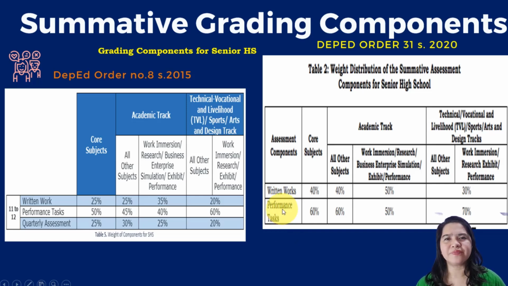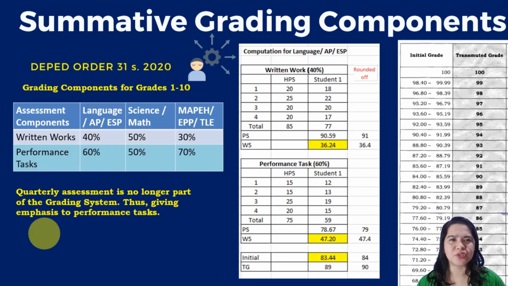Instead, we only have written works at 40% under the core subjects of senior high school. We also have 60% for performance tasks under core subjects. For the academic tracks, we now have these new weights, and with the tech-voc and arts and design tracks, we have different weights. Just like what I said earlier, quarterly assessment will no longer be part of the grading system. At this juncture, we will discuss the various steps in computing students' grades.